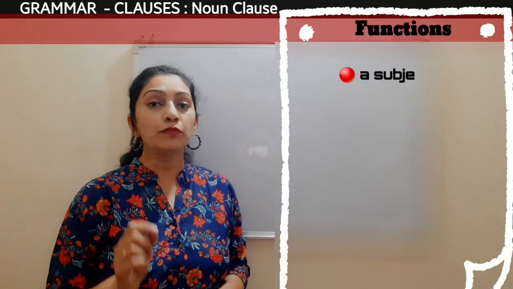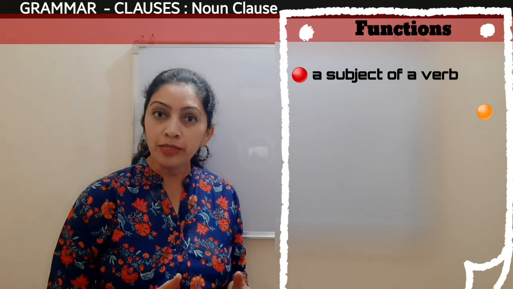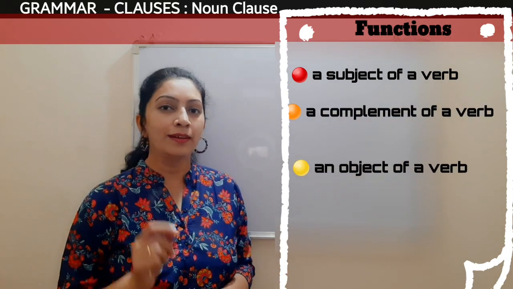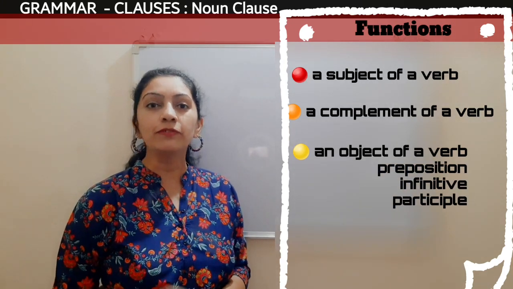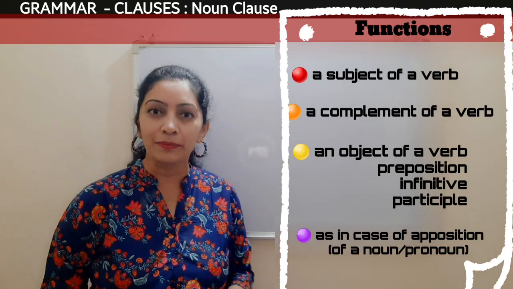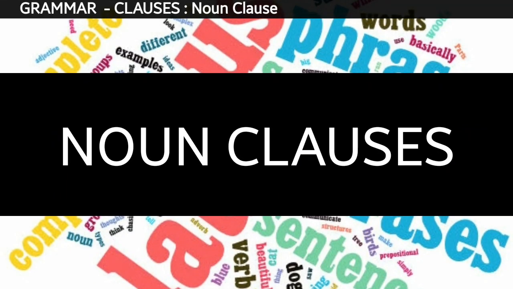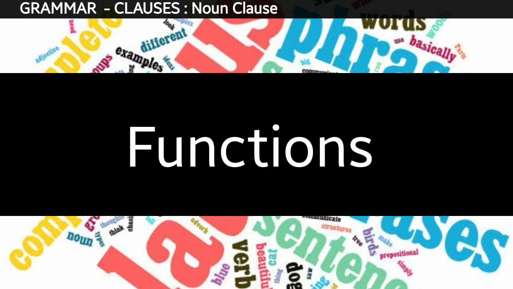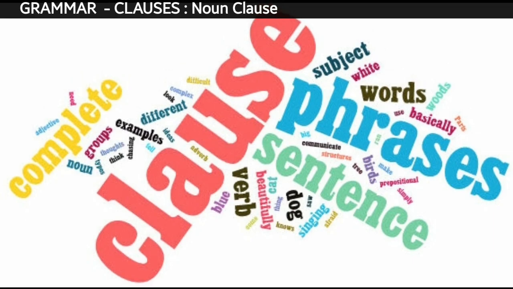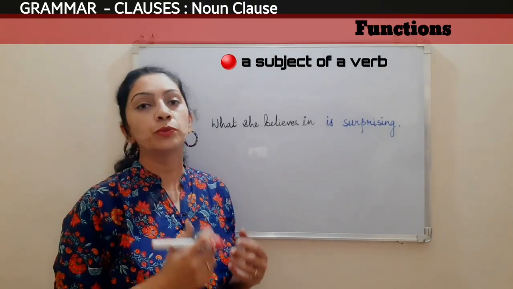A noun clause can form a subject of a verb of the main clause, or a complement of the verb of the main clause, or object of a verb, a preposition, a to-infinitive, or a participle. Now on each one of these, I will give you one example and you will understand better. The first function of a noun clause is that it can be a subject to the verb.